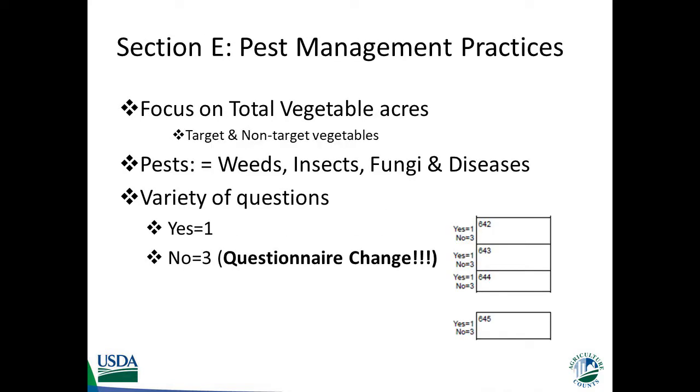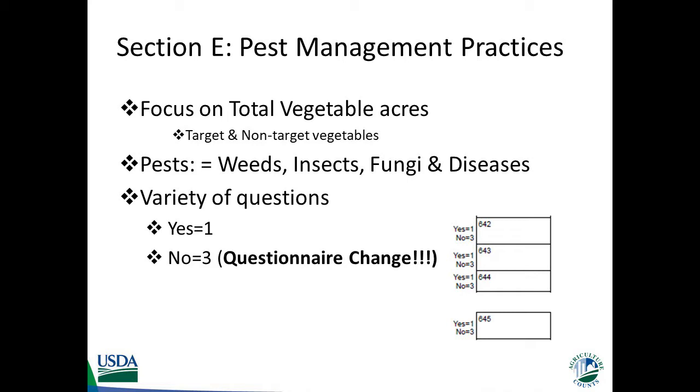Questions asked in Section E are intended to focus on pest management practices used on any of the total vegetable acres on the operation, not just the target crops for the survey. You may need to remind the respondent that when discussing pesticides and pests, we want to include chemicals applied to treat weeds, insects, and diseases. A common misconception is that a pesticide is only used for insect pests.